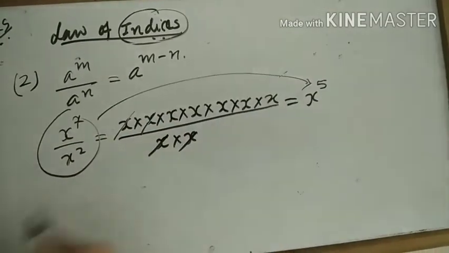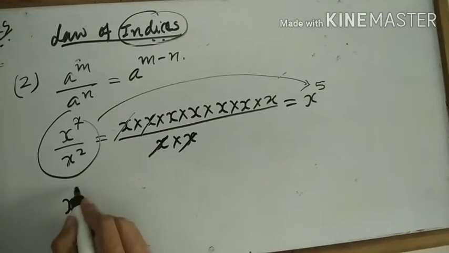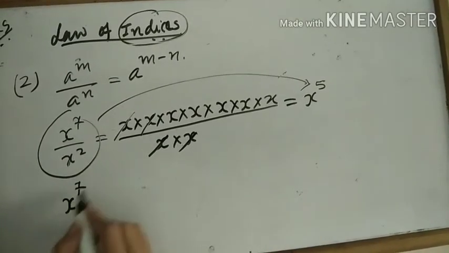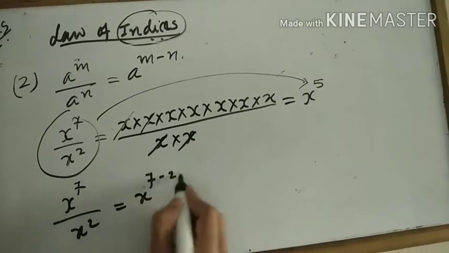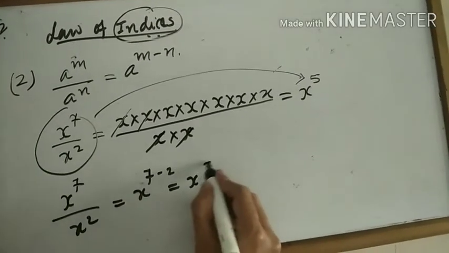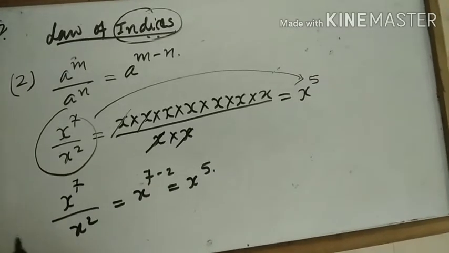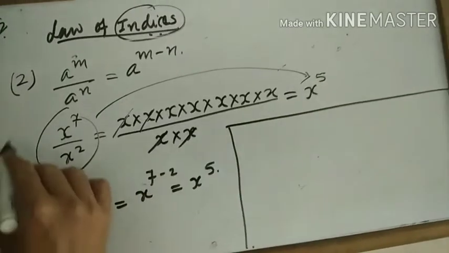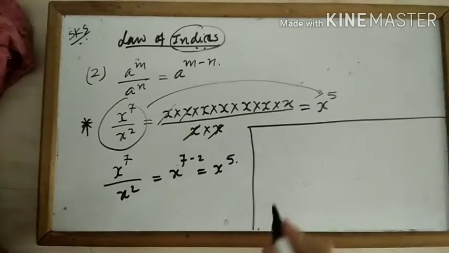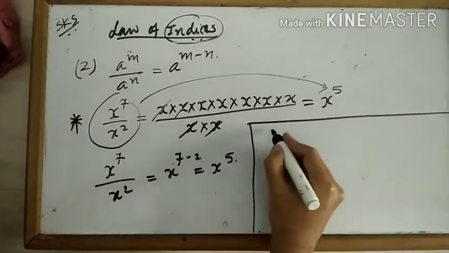In the exam you do not do it that way. In the exam you have to apply x raised to 7 divided by x raised to 2 is equal to x raised to 7 minus 2, which is equal to x raised to 5. Fine. So whatever rules we are doing, you do not need to write this expanded part. We shall see one more rule.